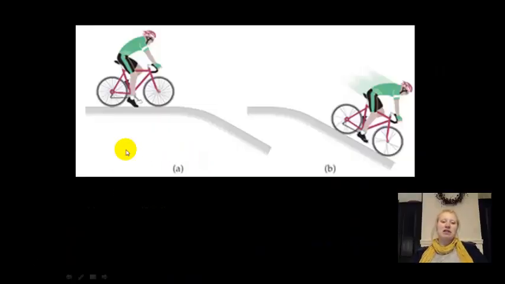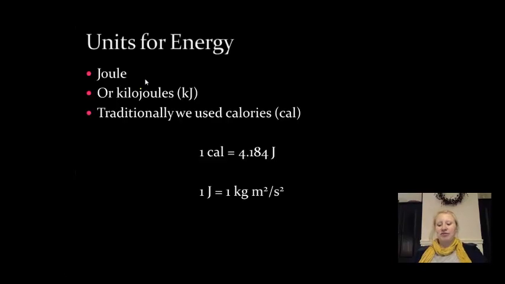So here's just a picture of potential energy versus kinetic energy. When the biker is at the top of the hill, the biker has a lot of potential energy, the potential for motion. And as the biker goes over the hill and down, he gains motion, and so he gains kinetic energy. Now the units for energy are joules or kilojoules, and what you're used to seeing is actually calories, like the energy content in the foods that you eat. So 1 calorie is actually equal to 4.184 joules. Now in physics, you might have used kilograms meters squared per second squared, but we're not going to use that unit in chemistry.